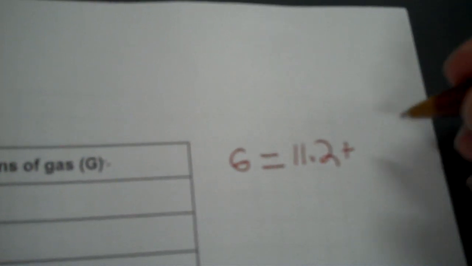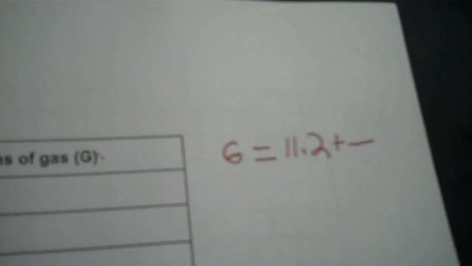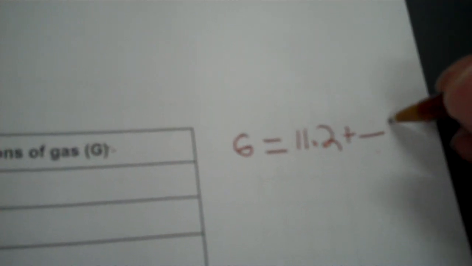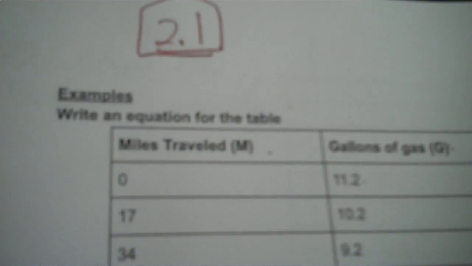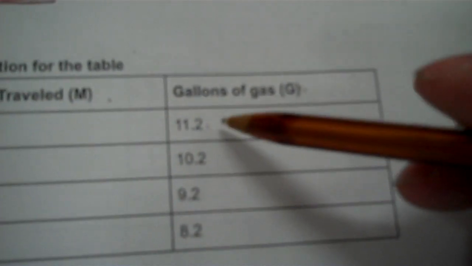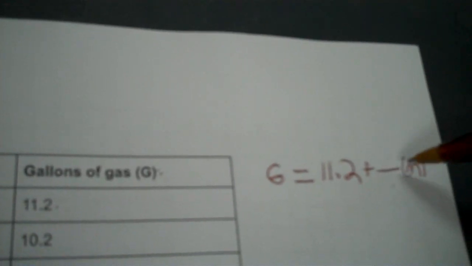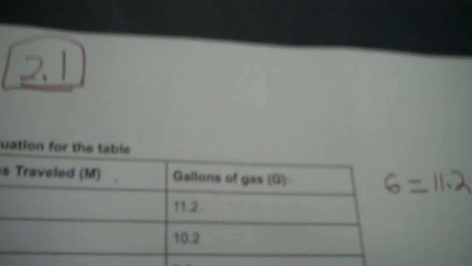Then what I like to do is always put a plus sign, okay? And then I like to make a ratio line. I'm going to have a numerator and denominator. We'll figure out those here in a second. And then after the ratio line, I like to put a parentheses because it's dependent upon the variable m. So g equals 11.2 plus a ratio times m.